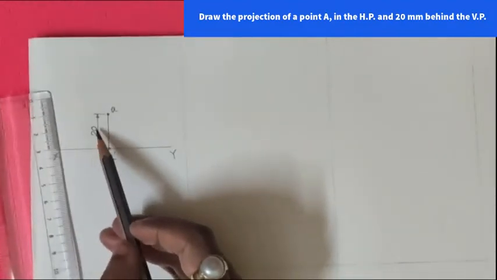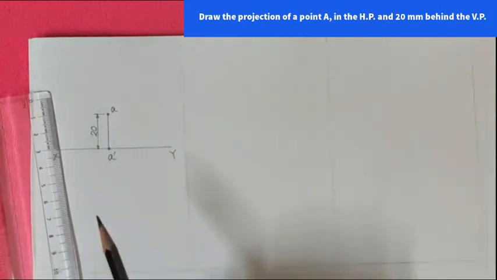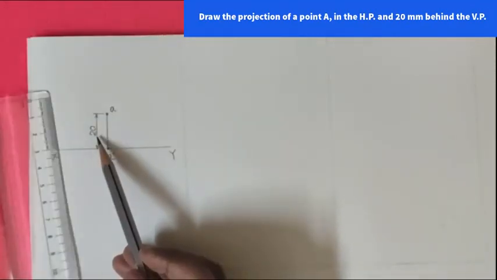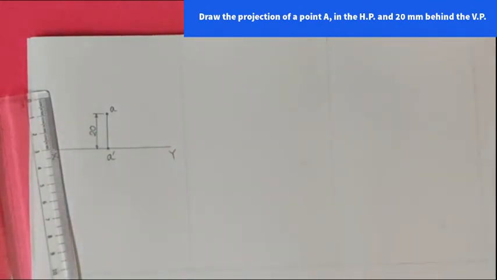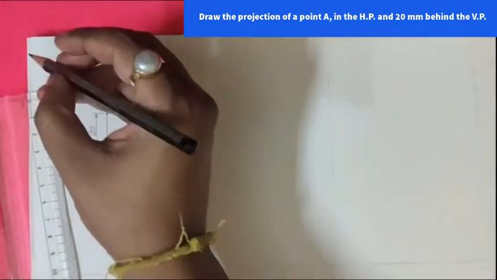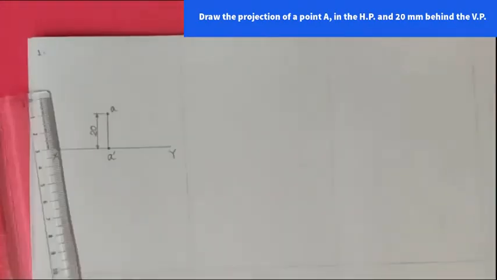Plus this dimension figure should not touch the dimension line, so on both sides we need a minimum of 1 mm clear distance. So this is our first problem, number 1, done.